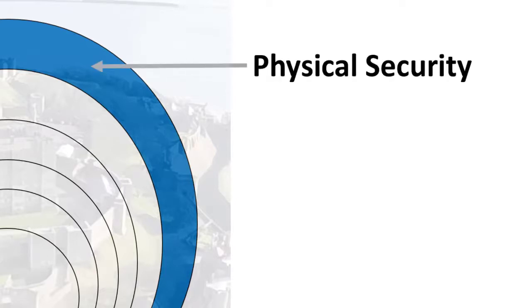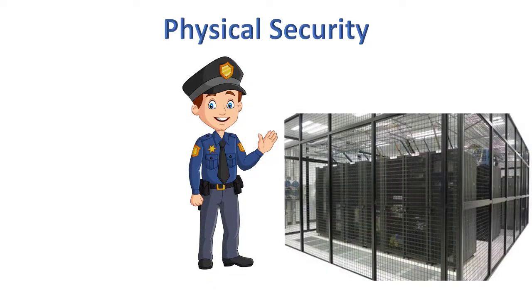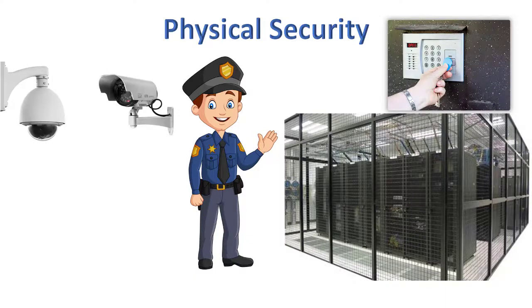The first layer of security is physical security. This involves securing the physical infrastructure of a system, such as data centers, servers, and network devices. Physical security controls can include access controls, surveillance cameras, and alarms.